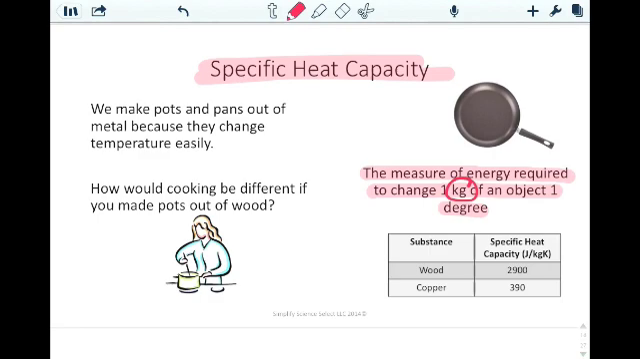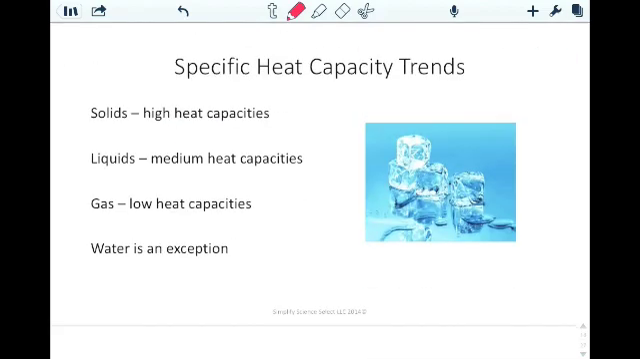What specific heat basically means, think of it this way. We make pots and pans out of metal because they change temperature easily. How would cooking be different if you made pots and pans out of wood? Well, wood doesn't change its temperature as easily as metal. And so it would take longer to heat up, and normally you would end up burning the wood before actually getting it to a proper temperature to cook. And so when we're thinking of specific heat, we're thinking about how easy or how hard is it to change the temperature.